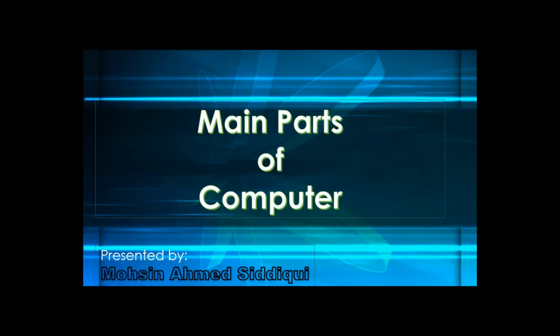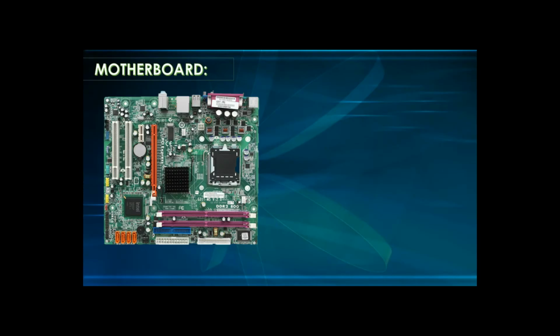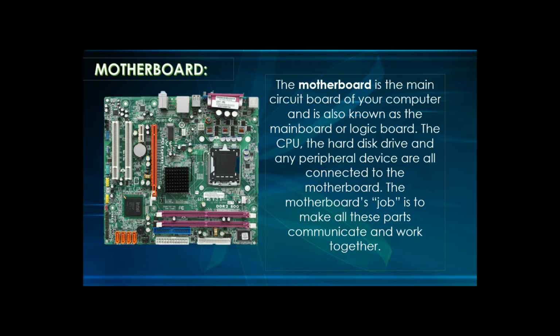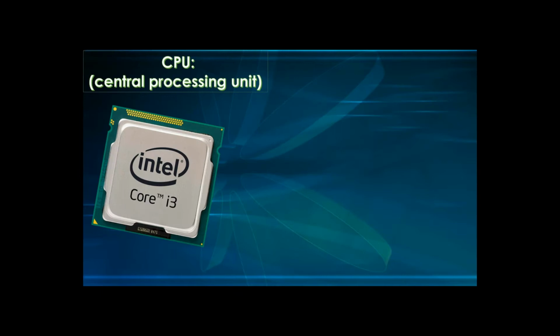Our topic is main parts of computer. Let's discuss all main parts of a computer in detail. The first part is the motherboard, the main part of a computer, and you know the motherboard is the main circuit board of your computer and it's also known as the main board or logic board. CPU, hard disks, peripheral devices are all connected to the motherboard. The motherboard's job is to make all these parts communicate and work together.